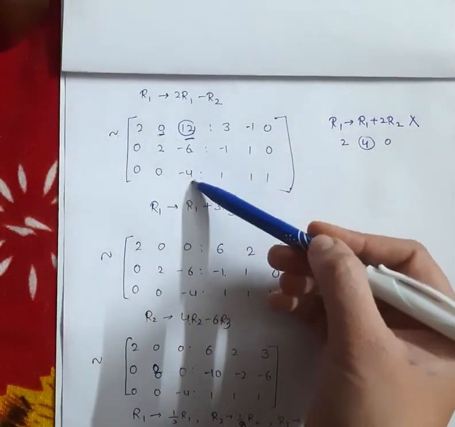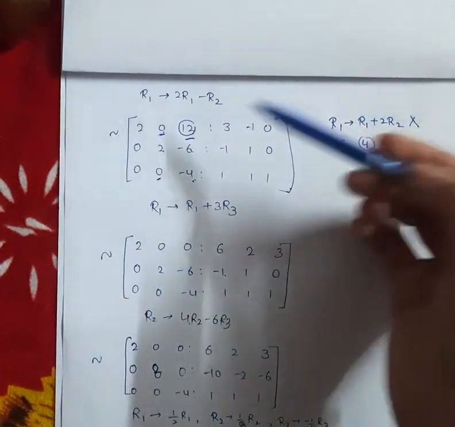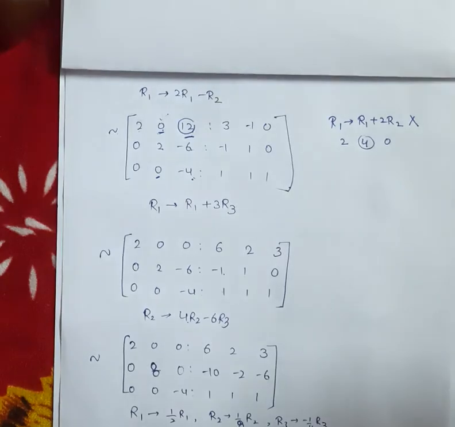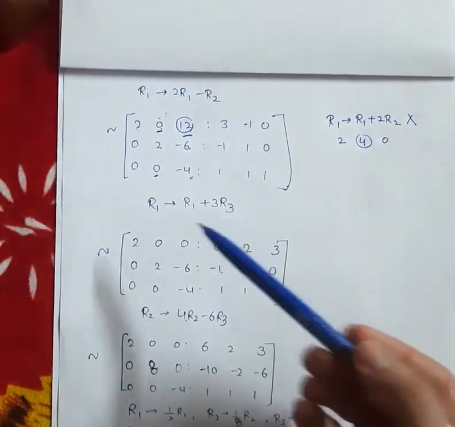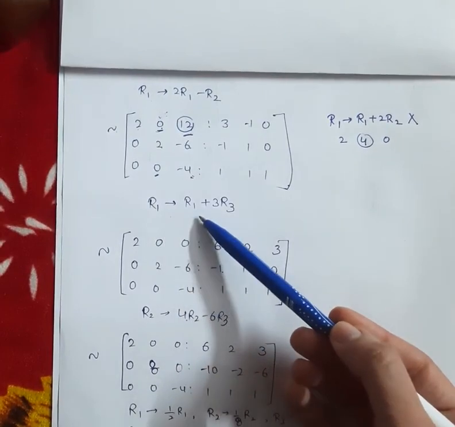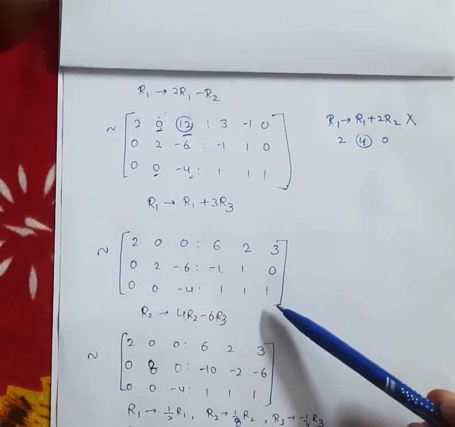Rather than that, we will use row 3 because there is already 0 present there which is not going to affect my 0. तो यहाँ पे ये चेंज नहीं होगा, तो हम इसको यूज करेंगे R3 को. So operation is on R1 plus 3R3. Apply the operation, do the necessary changes.